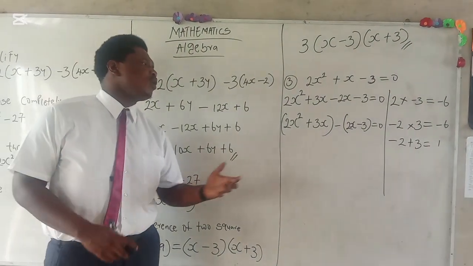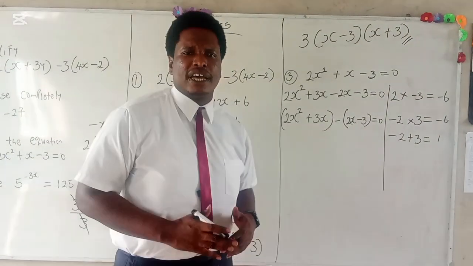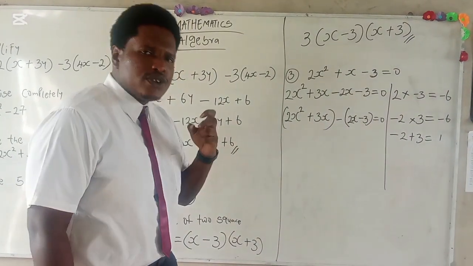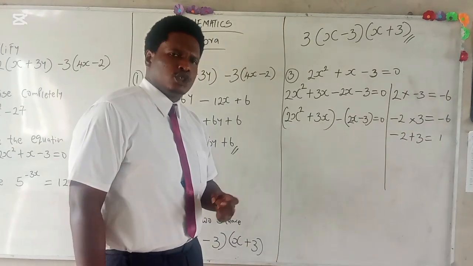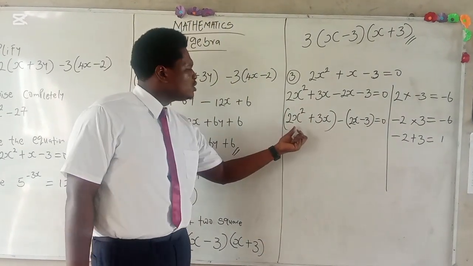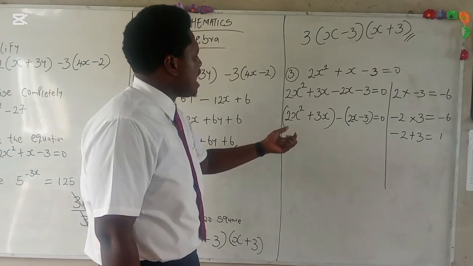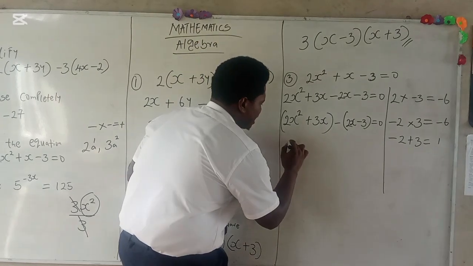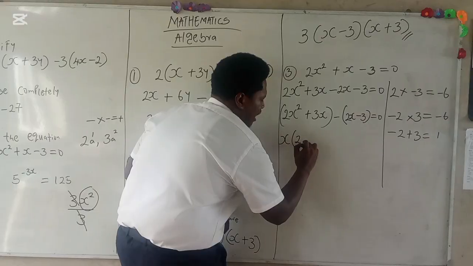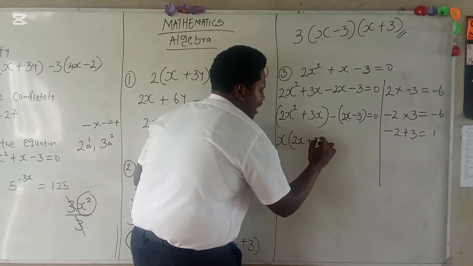Now, at this point, we'll look at what is common in both brackets. Like I said earlier, when we say what is common, we are simply looking at what can divide each of these terms and we still have a whole number or a whole variable. It's possible that we can get a number, or it's also possible to get a variable. If you look at this very well, you see that x is common. I have x here and I have x here. 2x squared divided by x will arrive at 2x, and 3x divided by x will arrive at 3.